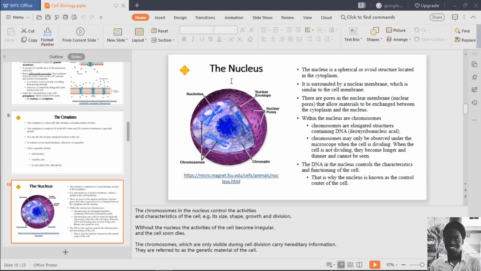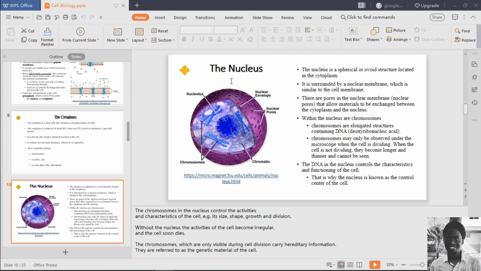Now, within the nucleus are chromosomes, and these chromosomes are elongated structures containing DNA. DNA is the genetic material. It's what makes us who we are. And DNA, the abbreviation DNA, stands for deoxyribonucleic acid.